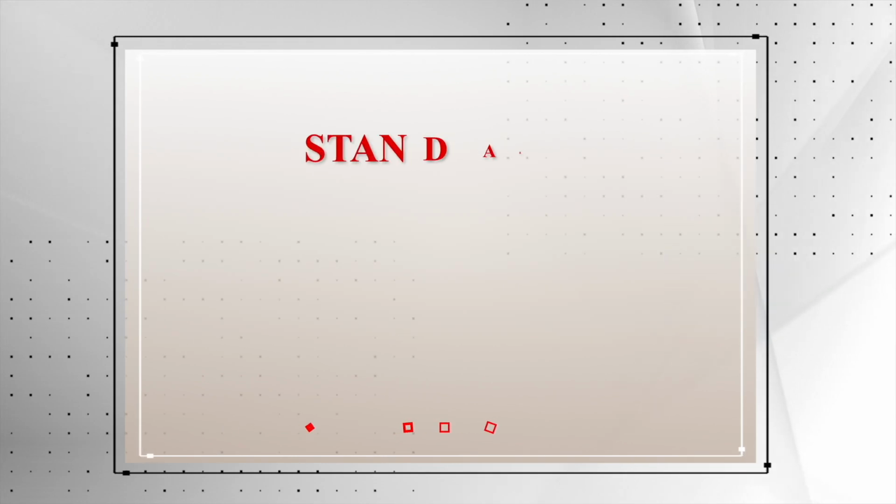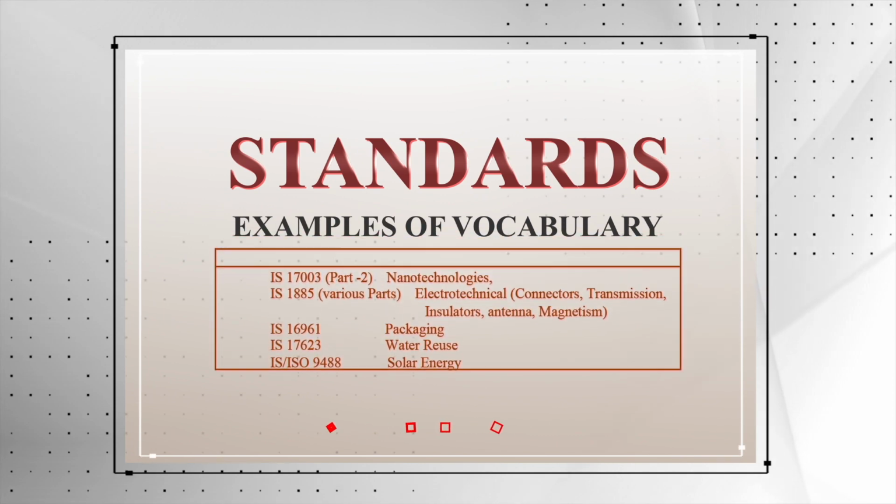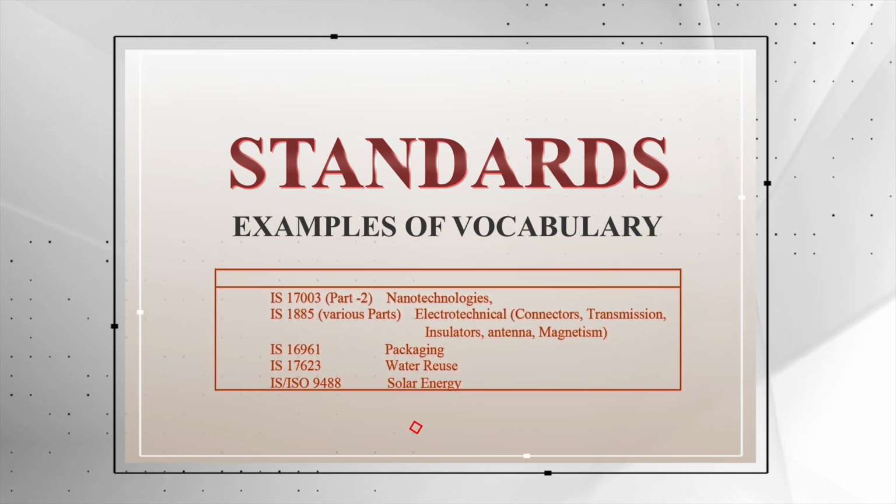Various standards which Mr. Behel explained are the product standards. However, there are other kinds of standards also. The second on the list is standards on terminology, symbols and vocabulary. These standards define the technical and other terms used in different standards to ensure a common and uniform understanding of the term in the given context.